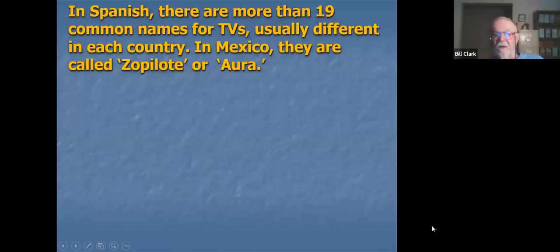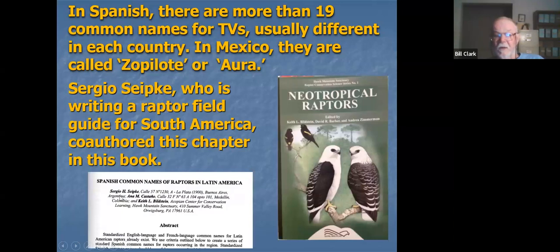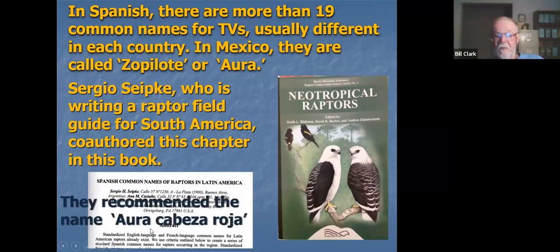In Spanish, they have many common names for turkey vultures, usually in each country or each regional area. In Mexico, closest to us, they're called zopilote or aura. Sergio Sepke, who's writing a field guide for the Raptors of South America, co-authored this chapter in this book. And the chapter is Spanish common names of raptors in Latin America. And Sergio is the lead author. So the book is Neotropical Raptors. And so they recommend the name Aura cabeza rosa. Aura is the scientific name, and cabeza rosa is red head in Spanish.